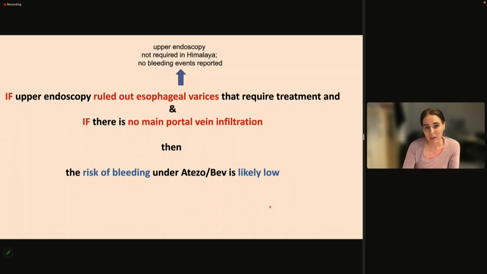Nevertheless, we need to keep in the back of our head that upper endoscopy was actually not required in Himalaya and no bleeding events were reported. And the VP4 status, the main portal vein invasion, was excluded from the Himalaya trial. But on the other hand, we do not have any hint that those with VP4 would not have benefited from Himalaya.